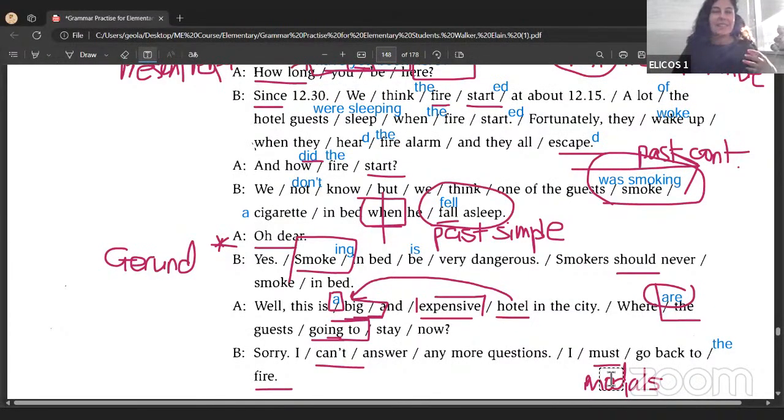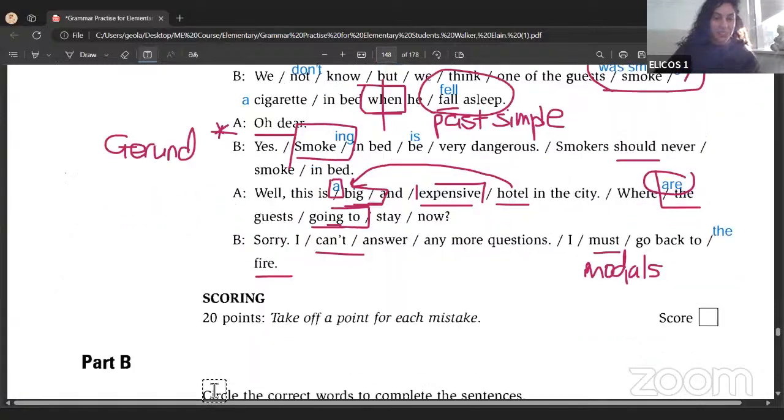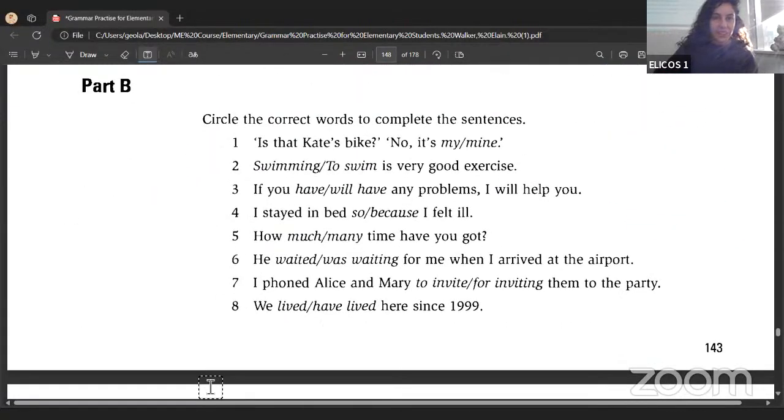Okay, so make sure you could see the past, the present, all the different grammar terms there, because it's the moment when he is talking about something. If he is telling you what happened before the fire, that must be with your ed, your past. Okay, let's do the next question. So circle the correct words to complete the sentences.